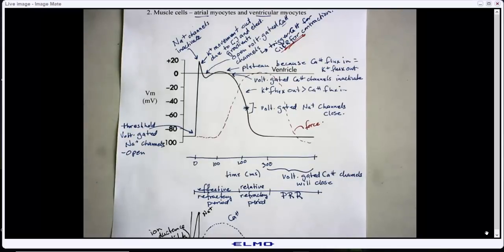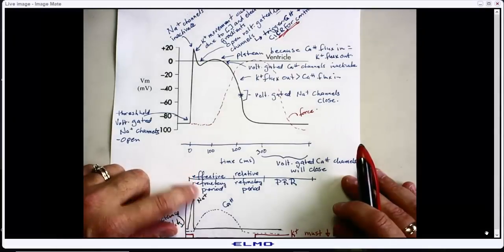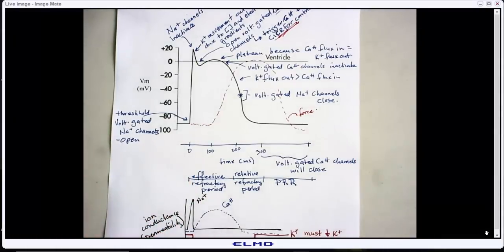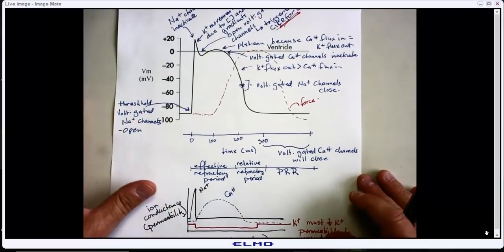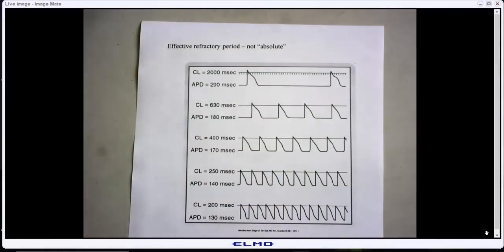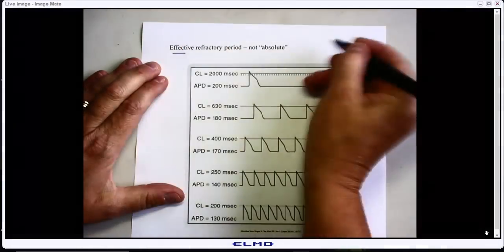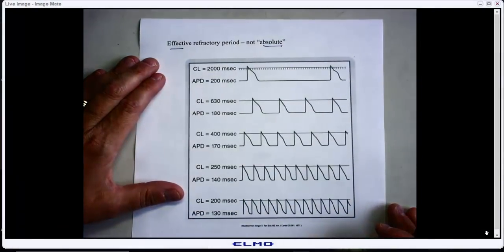Okay, so before we go and actually think about that pump and how it's generating pressures and all that kind of stuff, let's just return back to this, because I've mentioned an effective refractory period a couple times. So the effective refractory period. Why do we keep calling it an effective refractory period and not an absolute refractory period? Okay, why do we keep doing that?